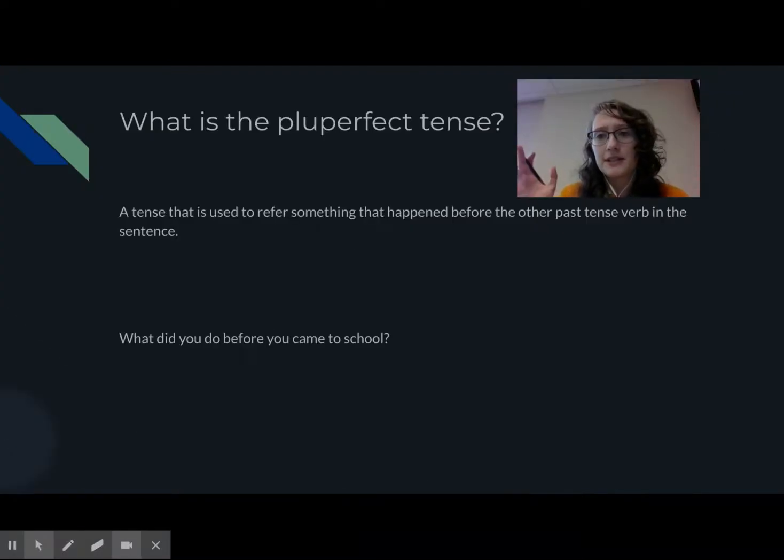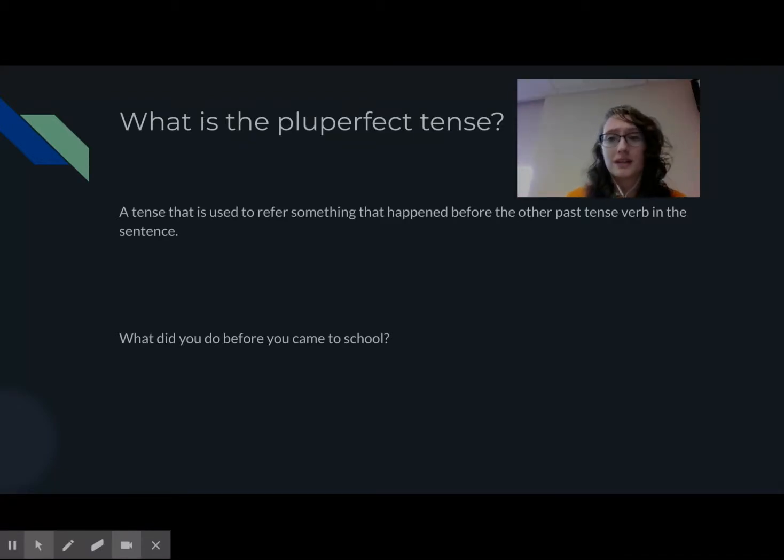So the pluperfect tense is a specific tense that is used to describe an action that happened before another past tense word. Now, what does that even mean in context? It seems like, how can something happen in the past before the past? It's like a double past sort of situation.